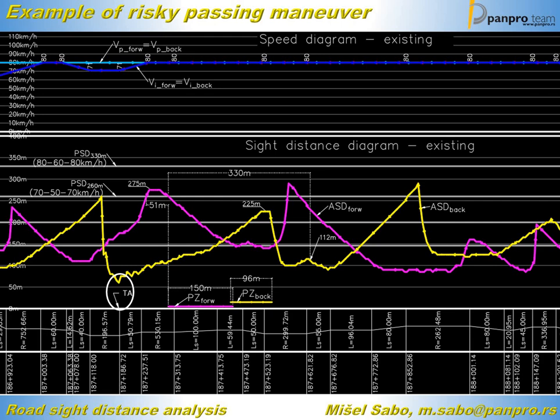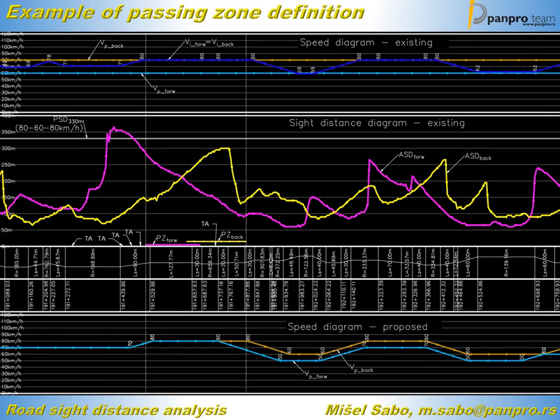On the next slide, we will present to you how the permitted overtaking zones are defined in one of the locations covered by the elaborate. Here is a sight distance diagram in existing state for that location, in which overtaking zones are marked for both directions. There are also speed diagrams for the existing state at the top and a proposal for corrections of posted speed at the bottom of the figure. The auxiliary vertical lines delimit the permitted overtaking zone for both directions and extend through all three diagrams.